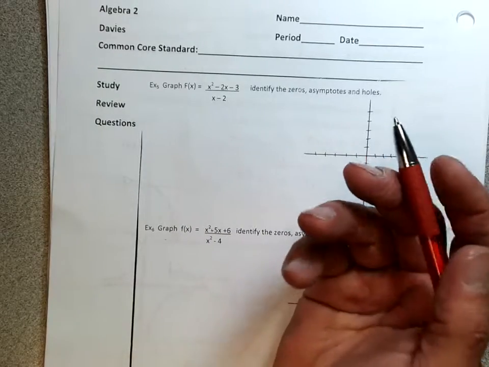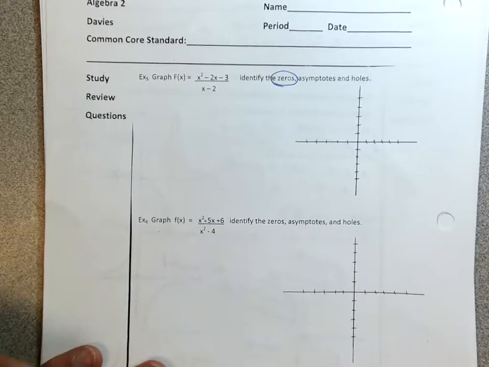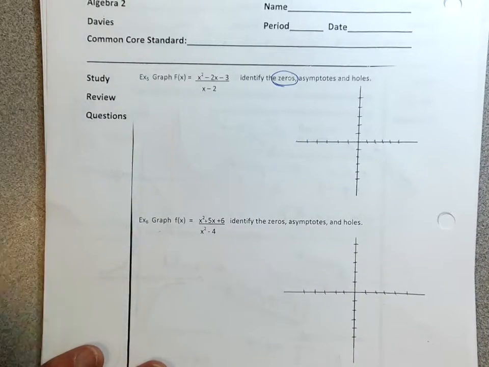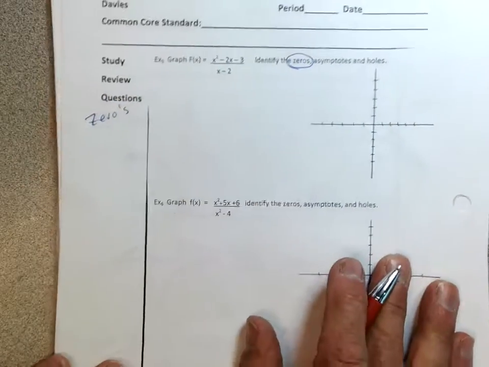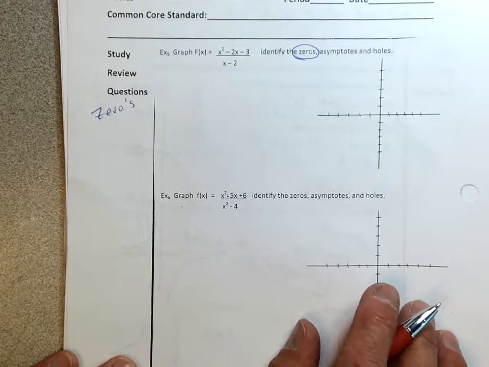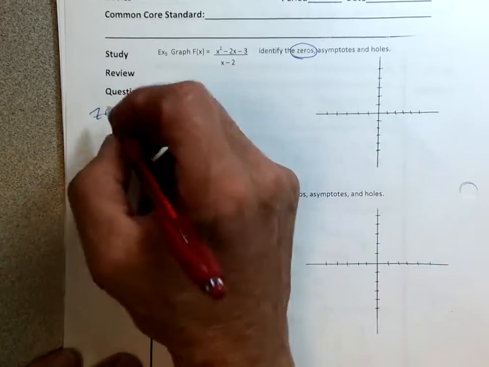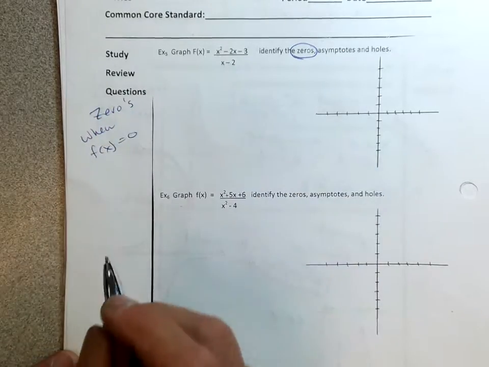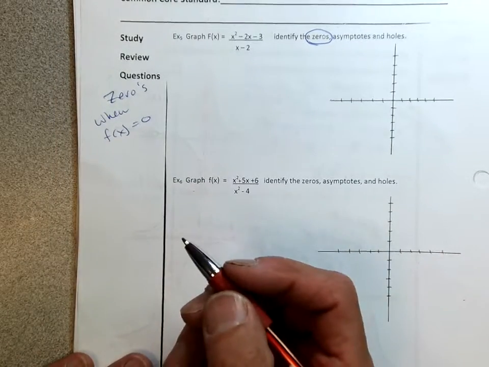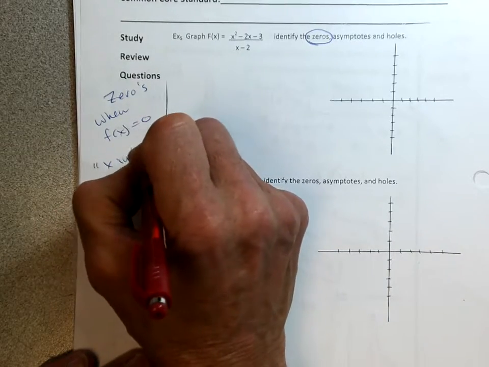Okay, example 5. So, first of all, identify zeros. Before you do anything, identify zeros. What do you know about zeros? Zeros is when f of x equals 0. Or they're also going to be x-intercepts. Okay?